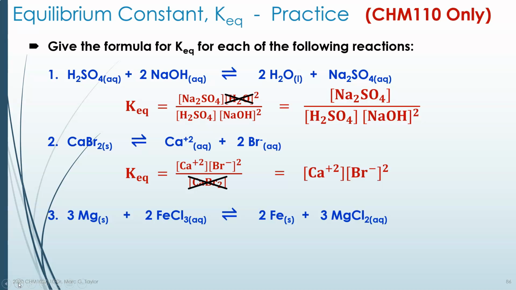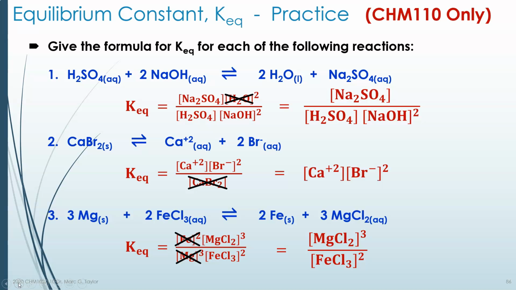So let's look at the last reaction. It's our single replacement reaction. We have two products, iron metal and magnesium chloride. There are 2 iron metals, so we square that. There are 3 magnesium chlorides. We cube that. We divide that by magnesium, so we cube that, and we divide it by the iron 3 chloride concentration. We square that. But notice both the magnesium and the iron are metals. They are solids. They are pure solids. They're not dissolved in this liquid. So we cross those out, and we end up with this very simplified equilibrium expression of the concentration of magnesium chloride at equilibrium cubed over the concentration of iron 3 chloride at equilibrium squared.